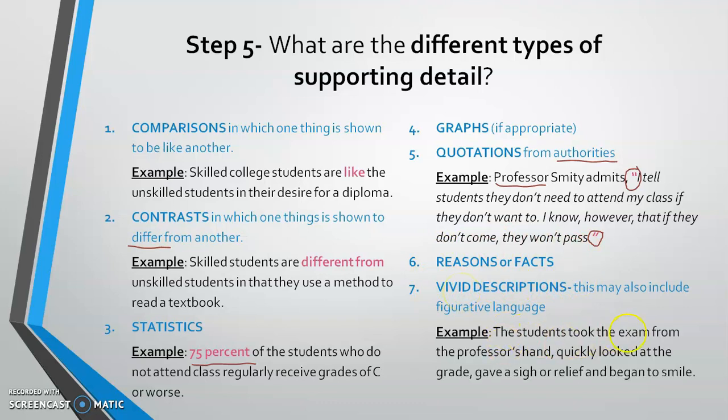Example, the student took the exam from the professor's hand, quickly looked at the grade, gave a sigh of relief, and began to smile. You can see here that we have several details. Quickly looked, gave a sigh, began to smile. We have descriptions that help us imagine the situation. A kind of an image is being illustrated here.